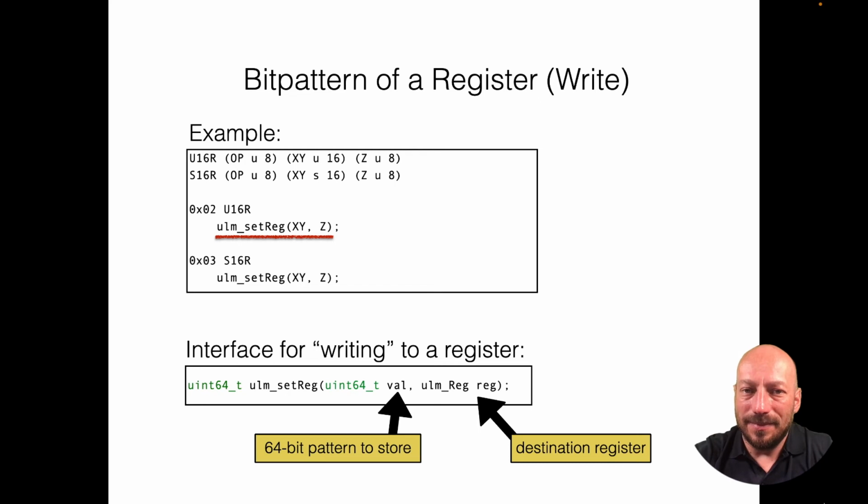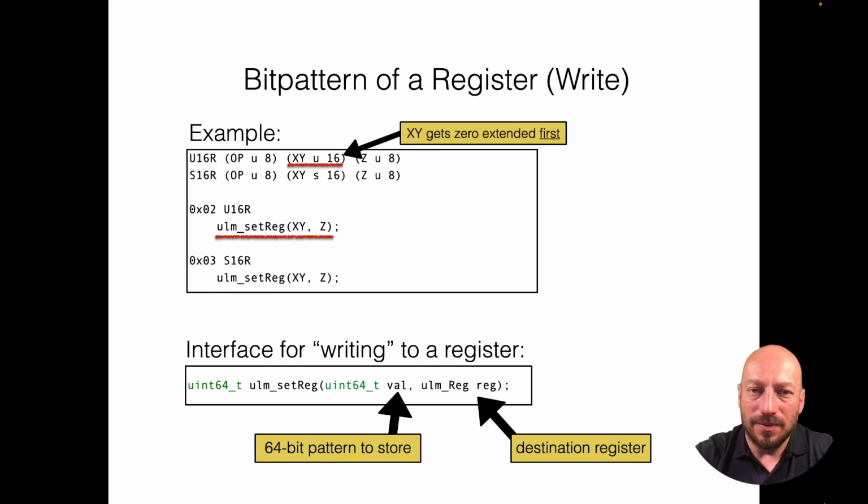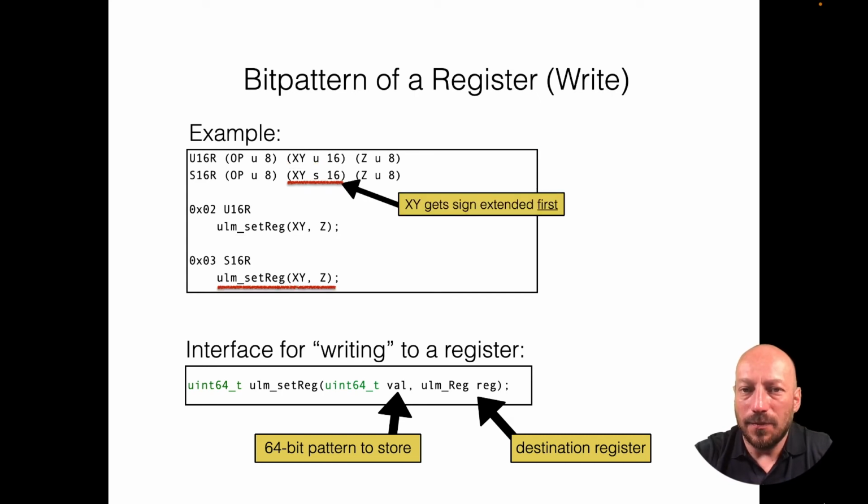And in the description of the format, it is defined how this extension will be done. In this first instruction with opcode hex 02, you specify that this should be a 0 extended bit pattern. And in this other instruction, you specify that a sign extension should take place.